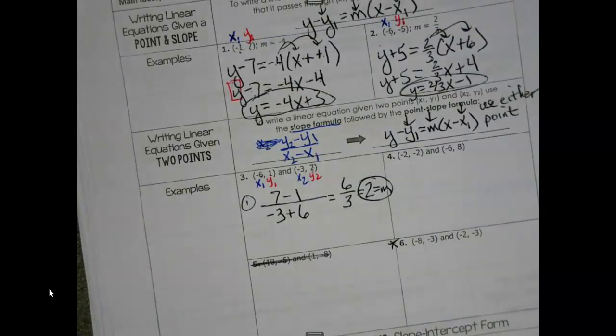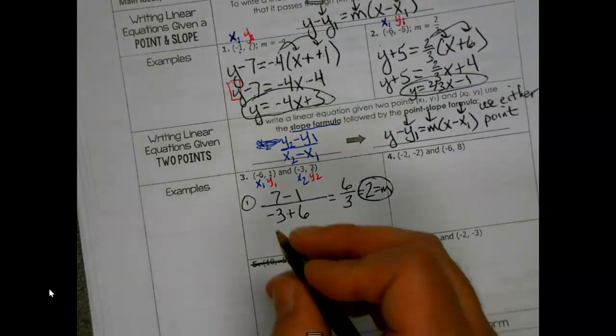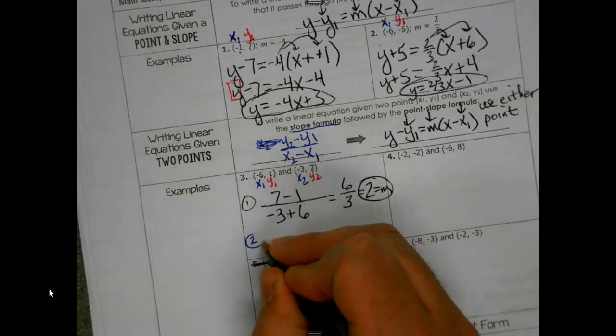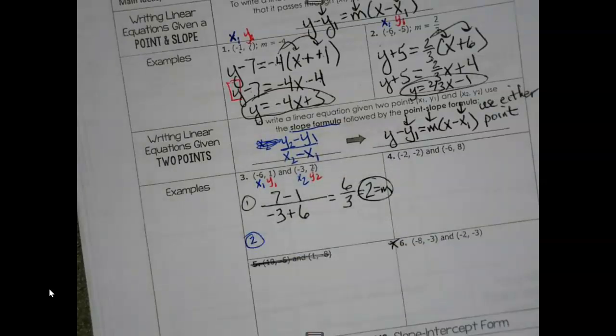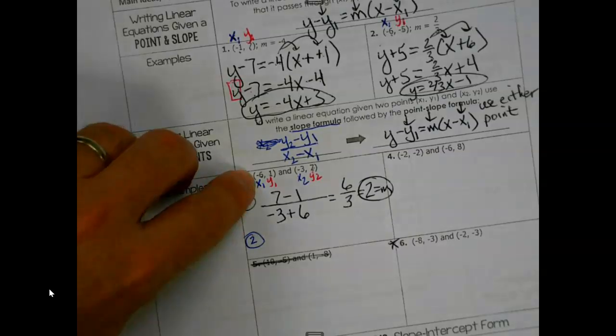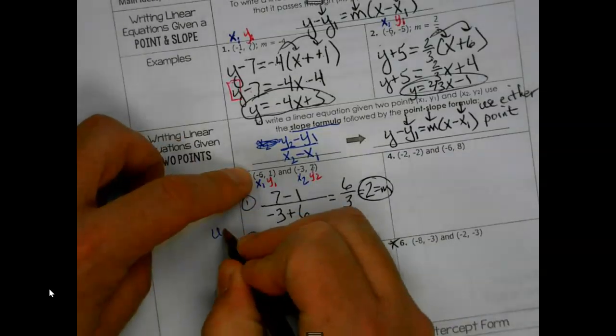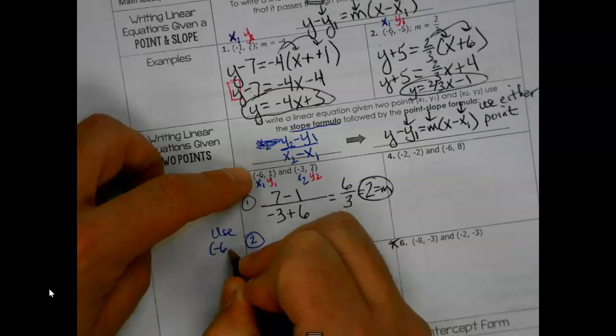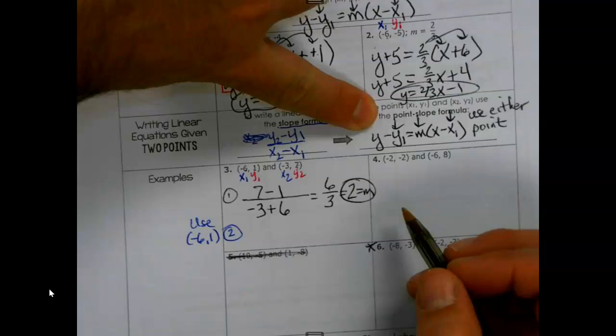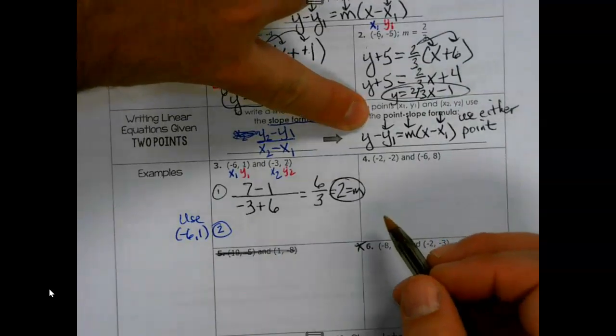Once I have my slope, now I'm going to go ahead and pick either point to put into point slope. It really doesn't matter this time because they both have a negative and a positive. Let's just use this one. So in this case, we're going to use -6, 1. So we're over here now. Oh my gosh, and I'm writing sideways.